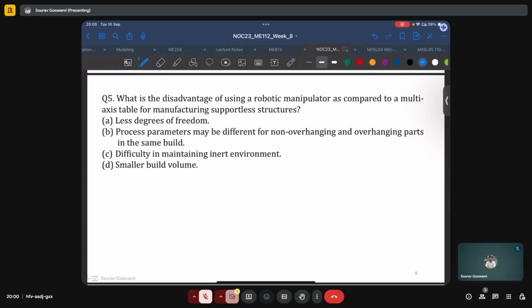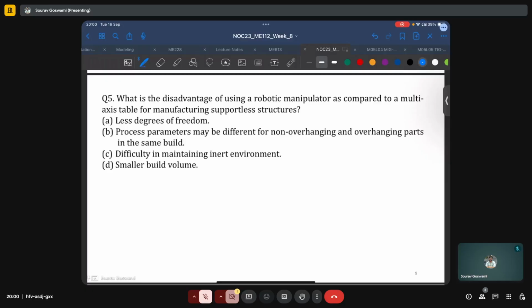What is the disadvantage of using a robotic manipulator as compared to a multi-axis table for manufacturing supportless structures? Because remember, while both of these can be used for multi-degree of freedom, multi-kinematics deposition, there is some nuanced difference between the two.